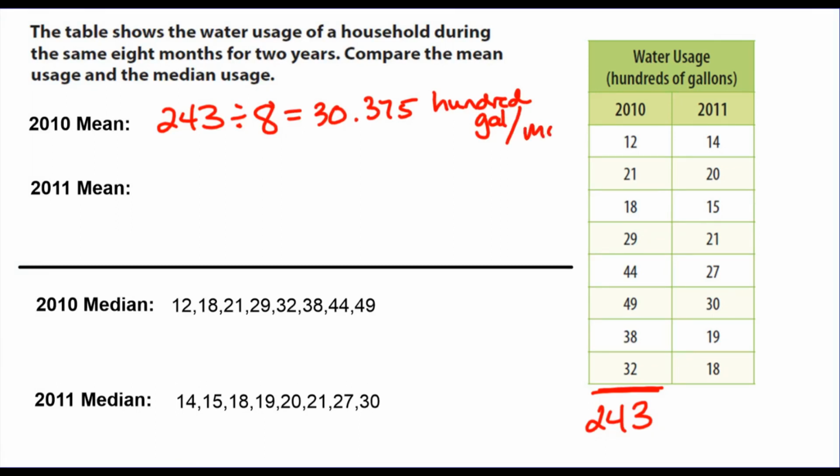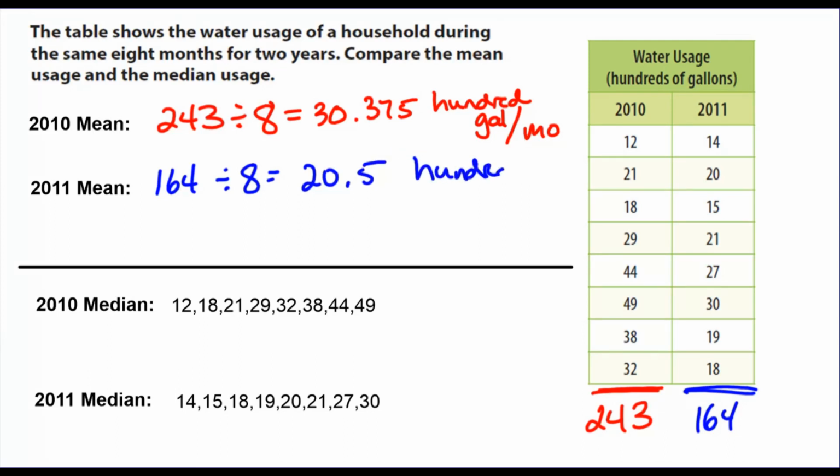These are in hundreds of gallons per month. And for the 2011 mean, I'm going to have to find the sum of all of those. That's 164. And take that divided by 8. And that gives me 20.5 hundred gallons per month. And then we'll look at the medians too.